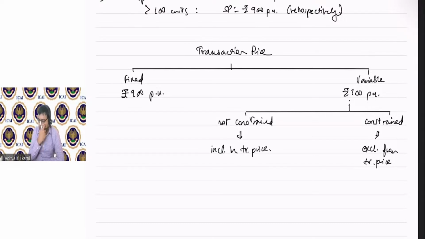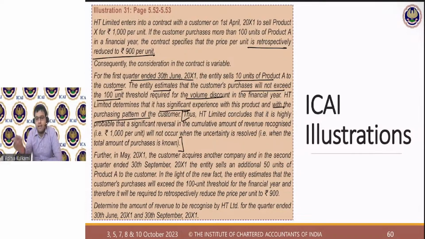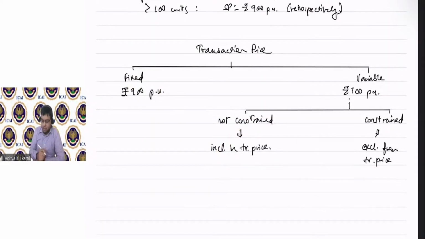Okay, so now let us look at the question. What is it saying? For the first quarter ended 30th June, 10 units are sold. The entity estimates purchases won't exceed 100 units for the volume discount. It has significant experience with the purchasing pattern of the customer, and therefore a reversal of revenue will not occur. Basically it is saying that this is not constrained.